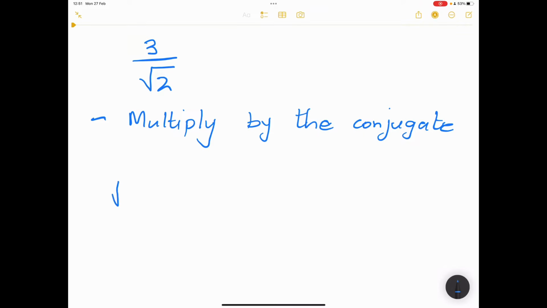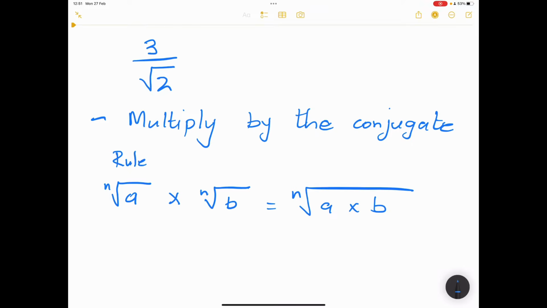We said, if we've got the nth root of a multiplied by the nth root of b, we can actually write this as the nth root of a multiplied by b. Hopefully we all remember that. So that's part of the rules.